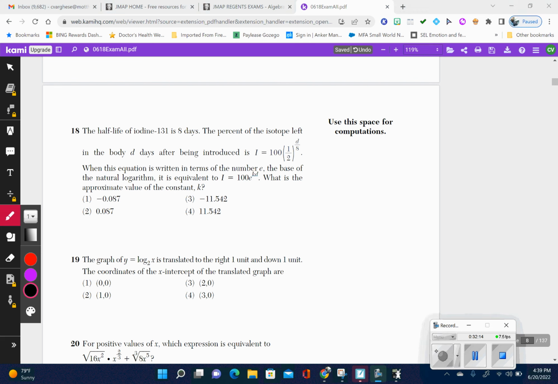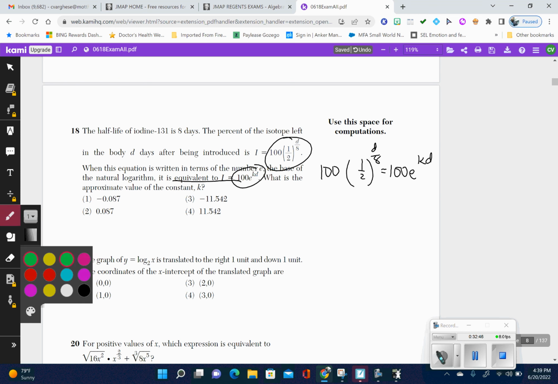Number 18. So it's saying which is equivalent to this one. So we could go ahead and store a number in for d and then graph this, and see where they intersect. I'm just going to show you how to do this algebraically. So we're going to have 100 times (1/2) to the d over 8 is equal to, because it's asking you where it's equivalent to, 100 e to the kd power. They both have 100 in it, so we could divide both by 100, and then these cancel out. So you're left with (1/2) to the d over 8 is equal to e to the kd.